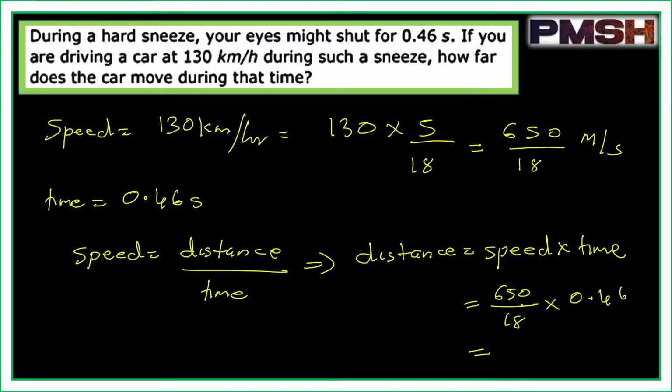So what will be the answer for this? 650 multiplied by 0.46. I am calculating in the calculator. Okay, 299 by 18. 299 divided by 18 is 19.933 meter. Clear? So the answer is, the unit is meter, right? For distance, the unit is meter. So it is 19.933 meters. Okay. I hope the question is clear.